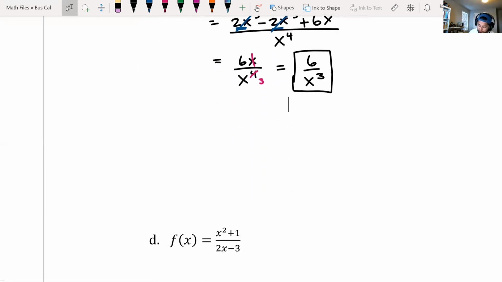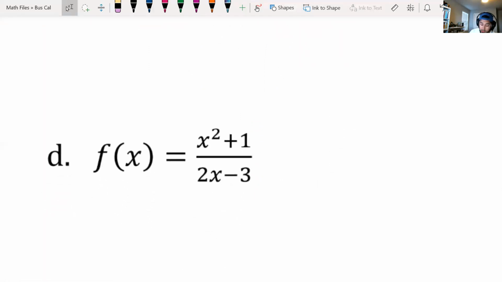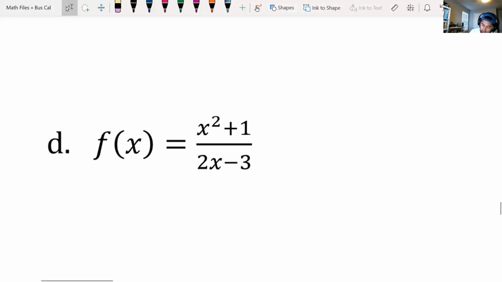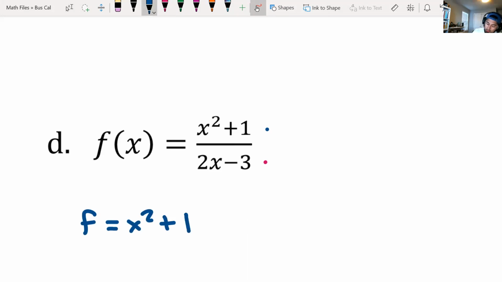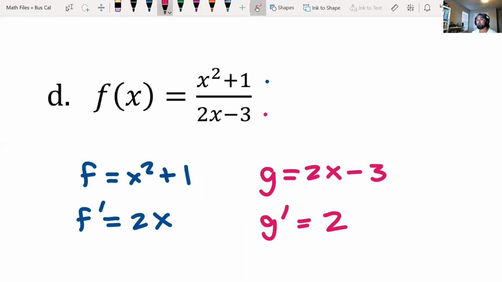All right, again. Numerator is f, denominator is g. F is x squared plus 1. G is 2x minus 3. F prime is 2x. G prime is just 2.